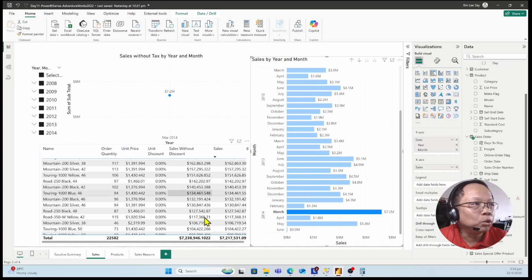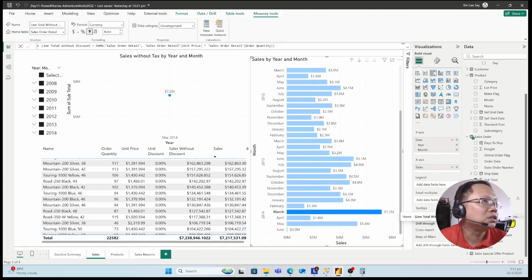Okay, one thing I should say, I'm just playing around and trying to better understand the data structure and to see how we can go further. It's just testing and getting a feel, trying around. Okay, for this sales without discount, I created this column using DAX. So the DAX function, which I'm going to show you now, is in the sales order table, line total without discount. This is the DAX that I came up with.